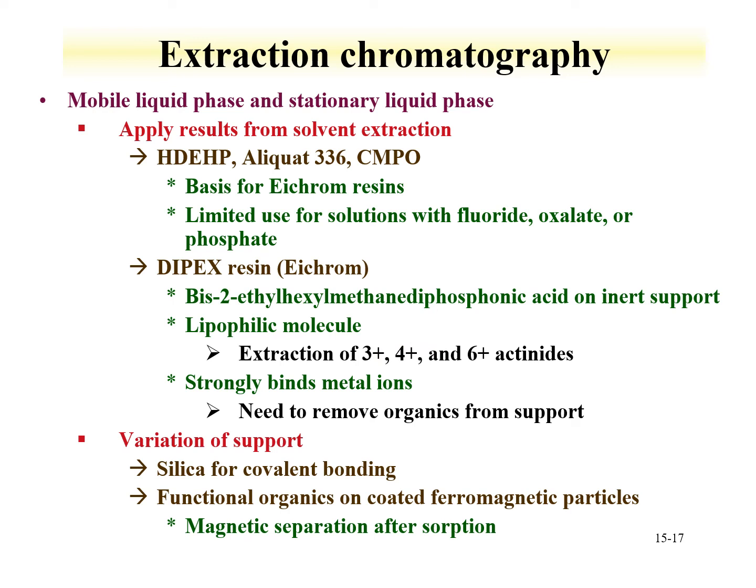There's also variations of support. The Eichrom resins are just hydrophobic interactions which keep the resins on the column. One can also covalently bond molecules to silica, and then some of these sites that can be covalently bonded, you can coat the particles with ferromagnetic material to make them have ferromagnetic properties, so after separation you can use a magnetic field to separate the resins. You pull out the resins from the solution, thereby separating out any extracted americium.